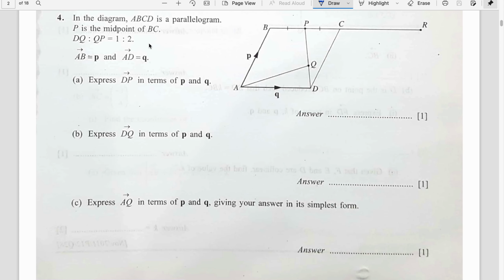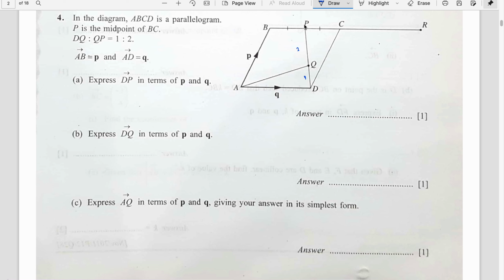Question number 4. In the diagram ABCD is a parallelogram. P is the midpoint of BC, already marked. DQ ratio QP is 1 ratio 2. AB equals P and AD equals Q. Express DP in terms of P and Q.